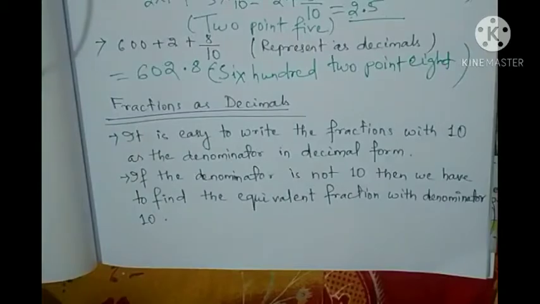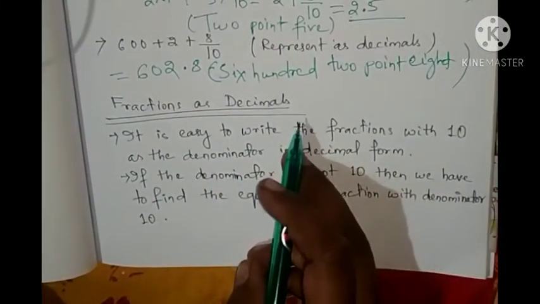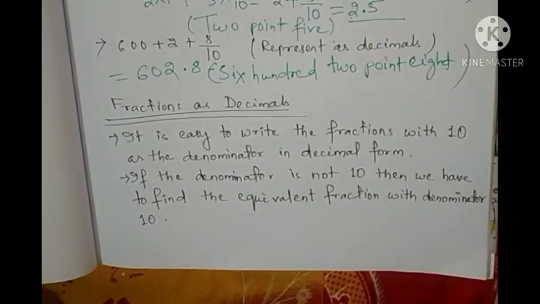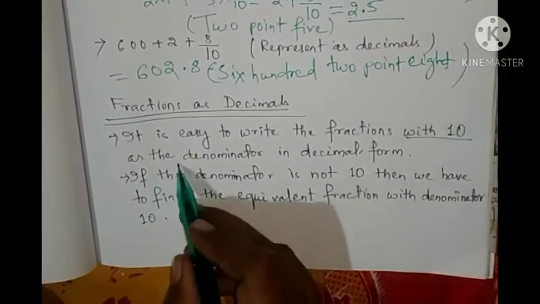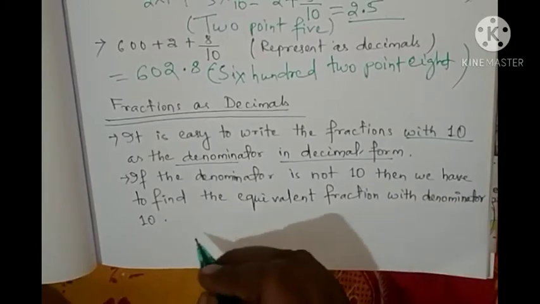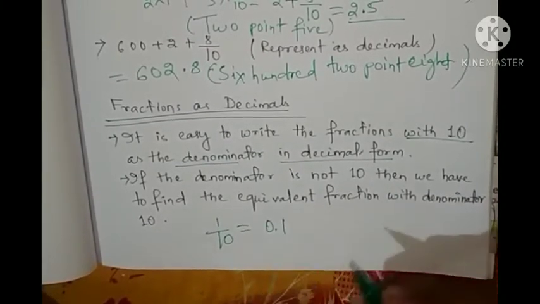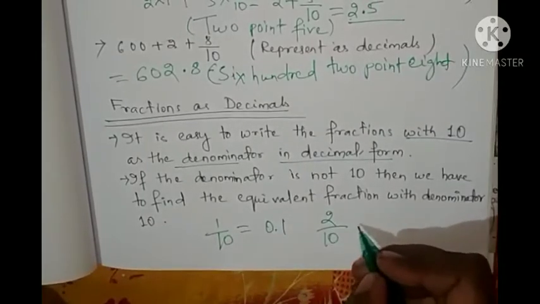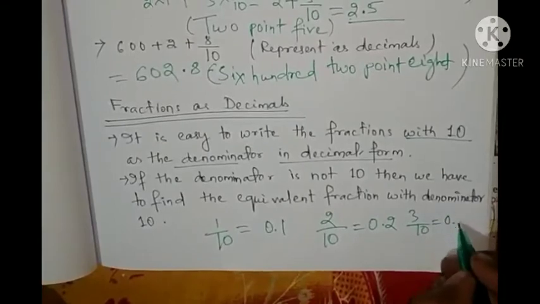Let's see next, fractions as decimals. Okay, now you see how we'll easily write the fractions as decimals. It is easy to write the fractions with 10 as denominator in decimal form. If the fraction is in 10, like 1 by 10, you can easily write 0.1. 2 by 10, is it right? 0.2. 3 by 10, 0.3.